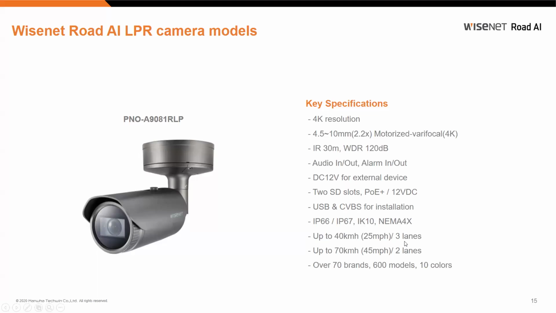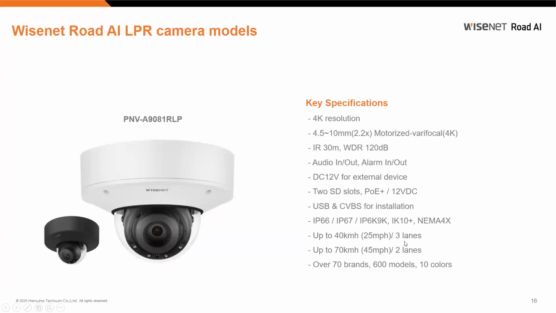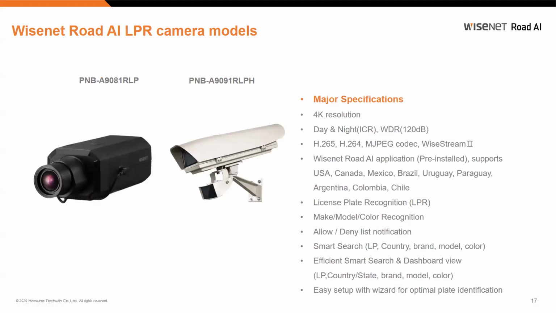And then the last one here, oh, sorry, 2 more. We also have a dome, PNVA 9081 RLP. It has a 2.2x lens, again similar, 4.5 to 10 millimeters. And then we also have a box camera kit, mainly the PNB A9001 RLPH, with a specific lens built in. That kit comes with the camera, the lens, the housing, the application and license, and an external IR illuminator for long distance reads.